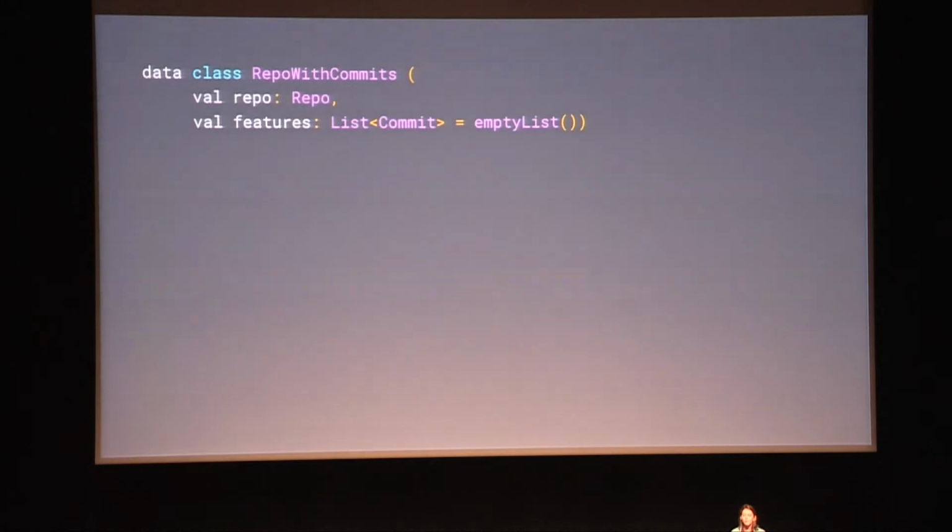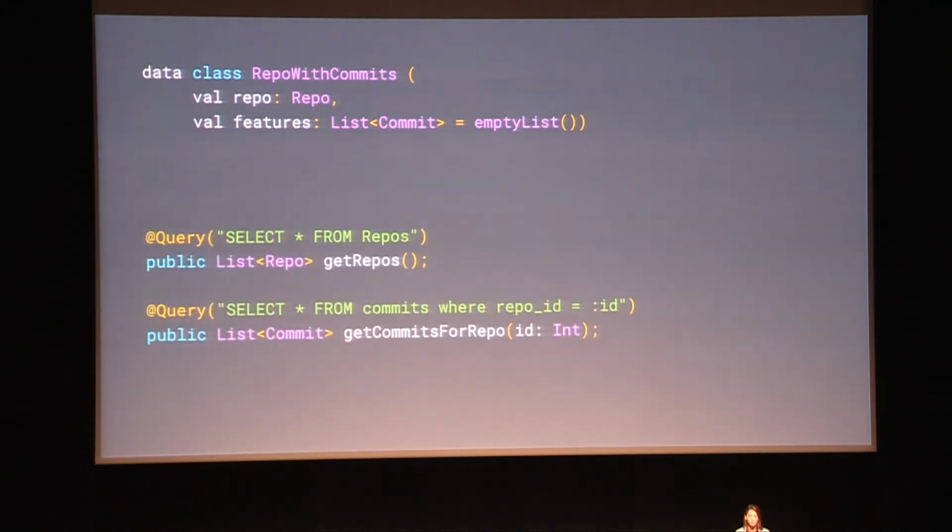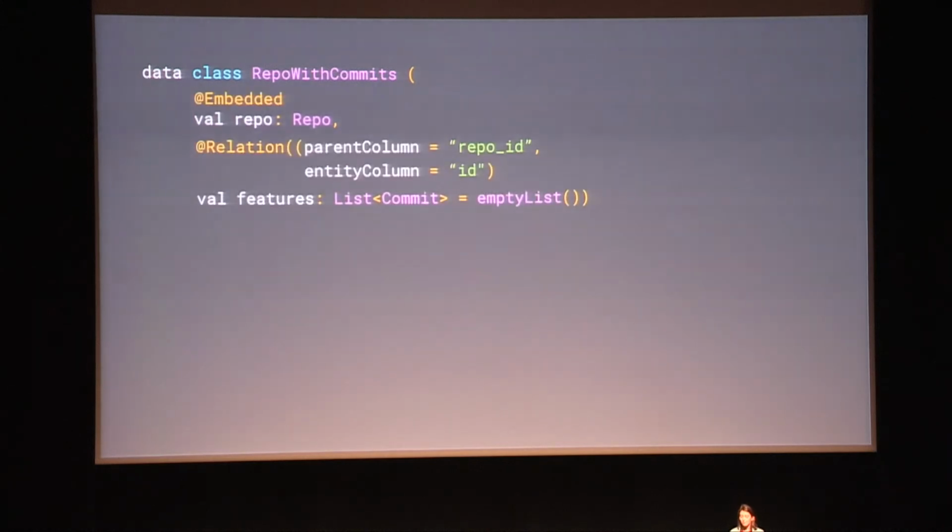But let's say that we want to get a repository with the list of commits. So in order to do this, you would usually need to first get all the repositories, and then based on all of those repositories, get all the commits for them. So you would need to trigger 2 queries. So we know that this is not really handy, so we can help you.